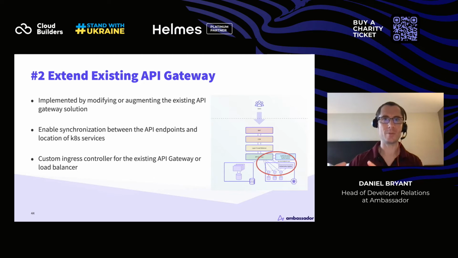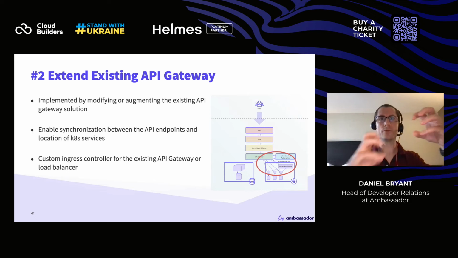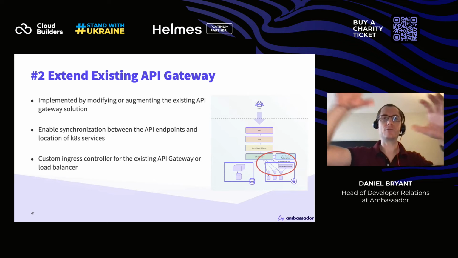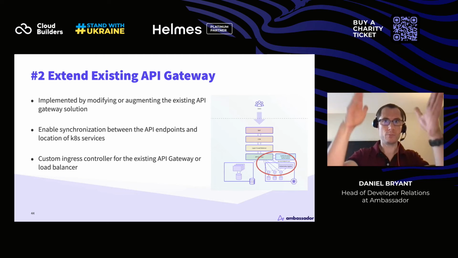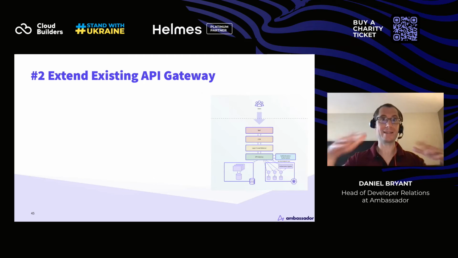So as they adopted Kubernetes, they just bolted on some plugins into their existing API gateway that watched for changes in services in Kubernetes and updated the routing table within their API gateway. Basically synchronizing API endpoints in the new world with the router that's based in the existing stack outside of the cluster.